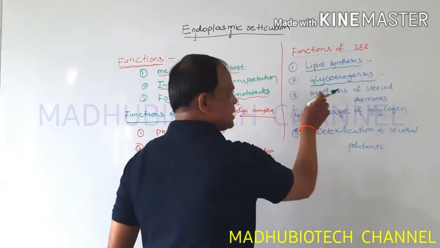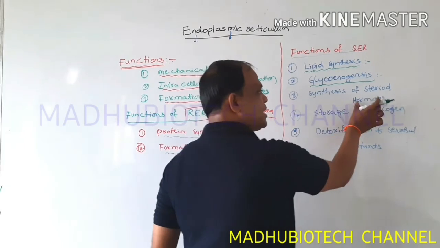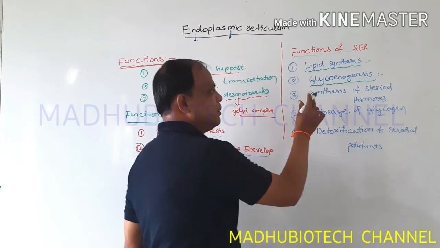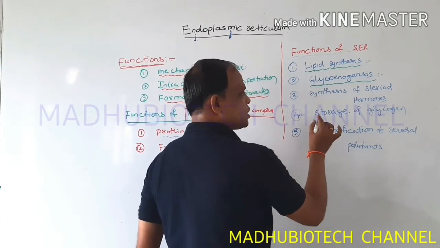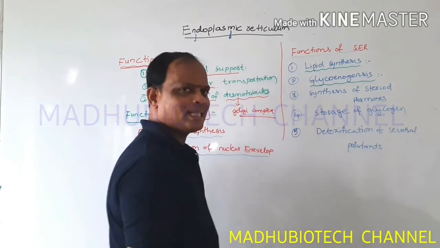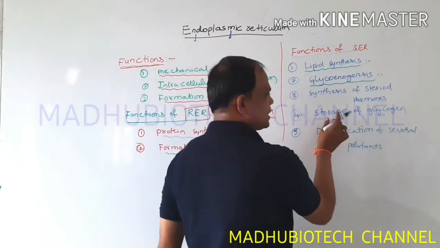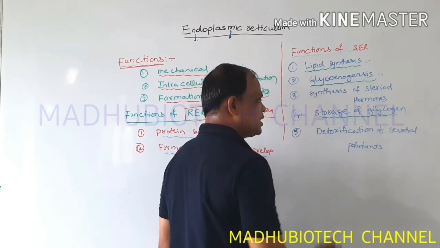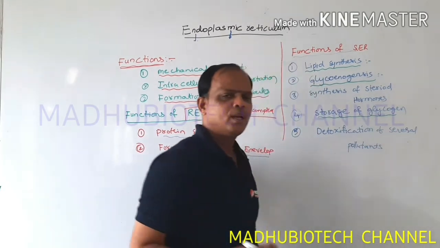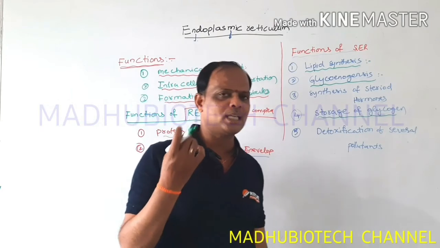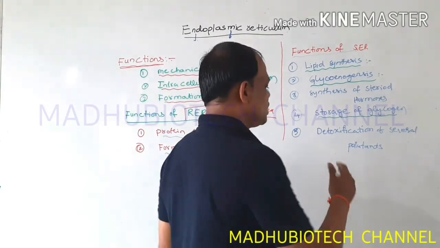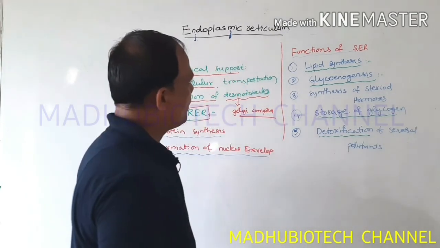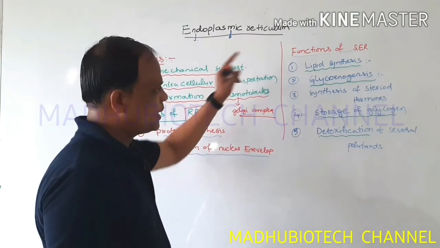Next, it is used for the synthesis of steroid hormones like testosterone and estrogen. It is also useful for the storage of glycogen in liver cells and different types of cells. The next function is detoxification of several pollutants, where it can release several types of inorganic substances. So these are the main functions of endoplasmic reticulum.